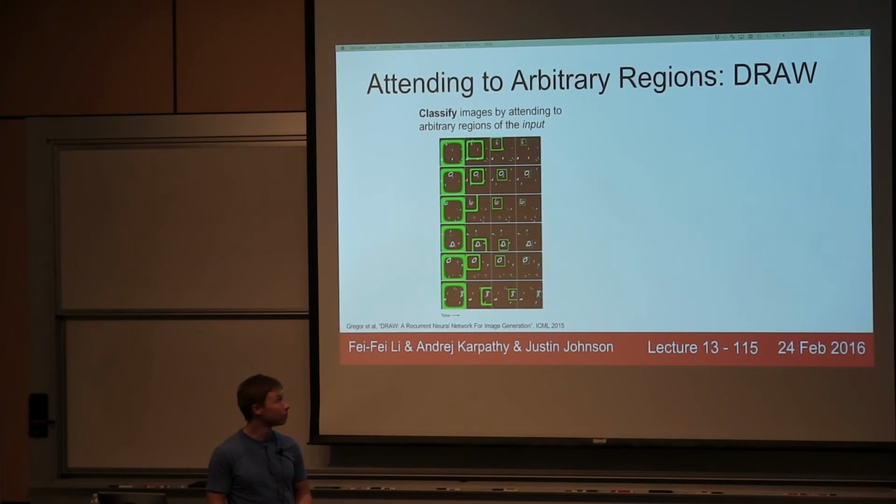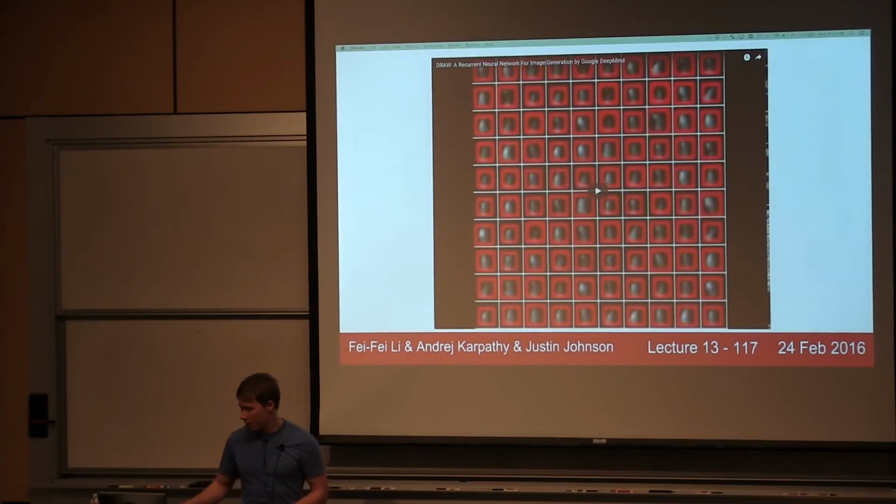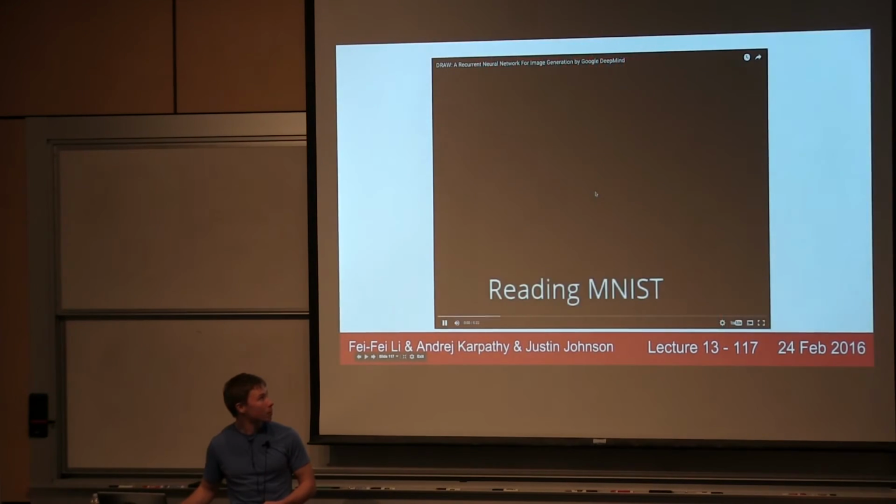image classification. And with Draw, they also consider the idea of generating arbitrary output images with a similar sort of motivation as the handwriting generation, where we're going to have arbitrary attention over the output image and just generate this output bit by bit. And I think we saw this video before, but it's really cool. So this is the Draw network from DeepMind.